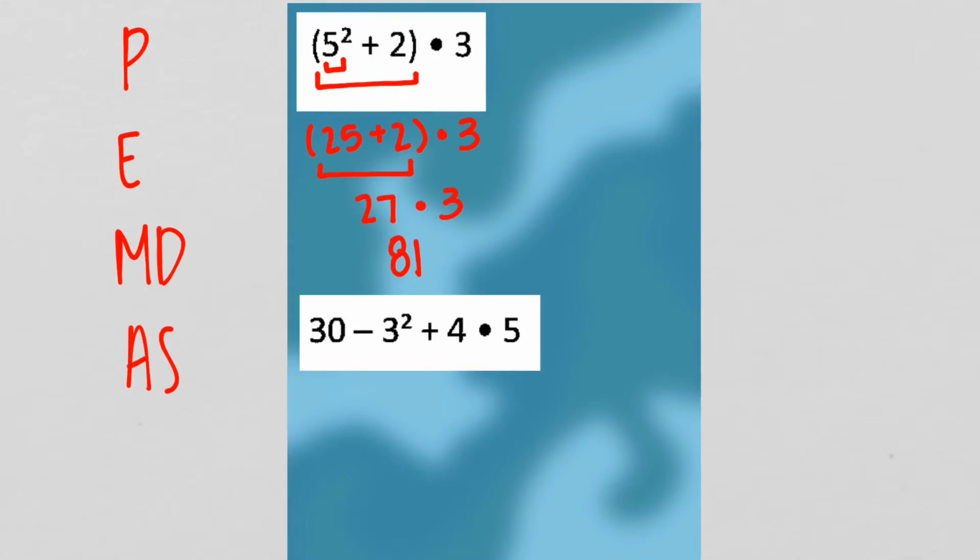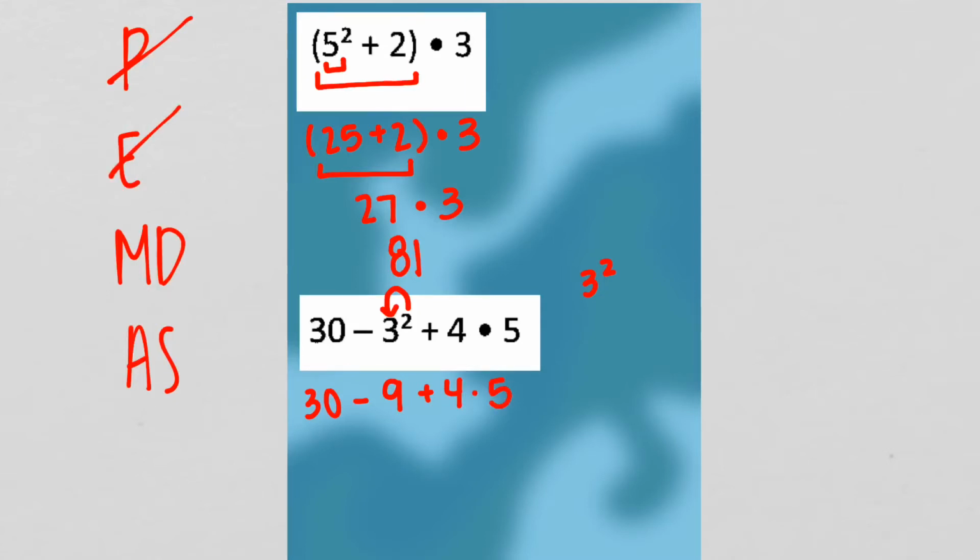Alright, so the second problem, I first asked myself, are there any parentheses? And there aren't, so we're good with that. The next thing is the exponents, and I do have a squared here. You need to be really careful with your exponents because they only apply to what's directly in front of them. So this is going to be 3 squared, not negative 3 squared. So I have 30 minus 3 squared is just 3 times 3, so that gives me 9 plus 4 times 5. I took care of my exponents.